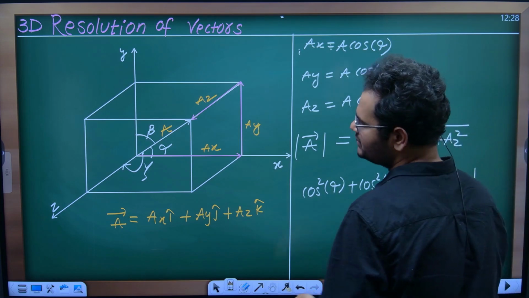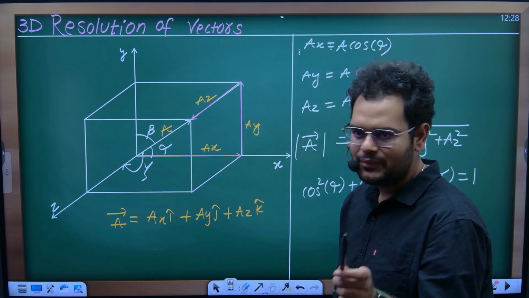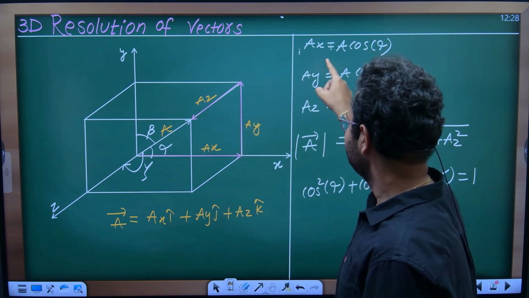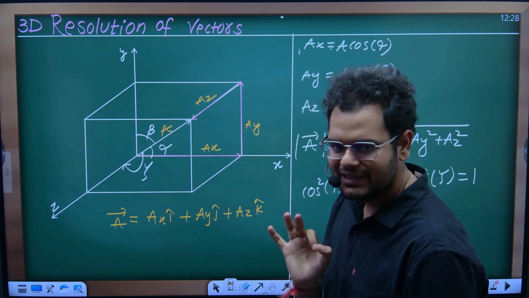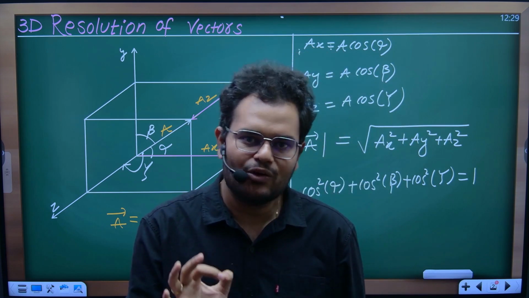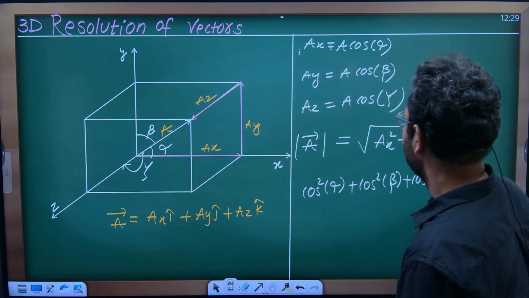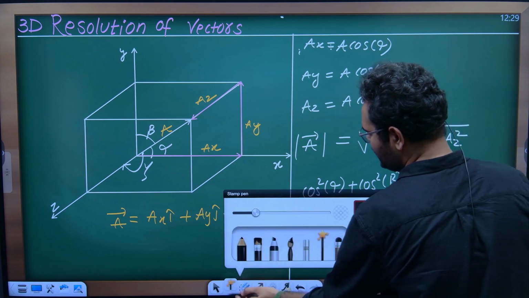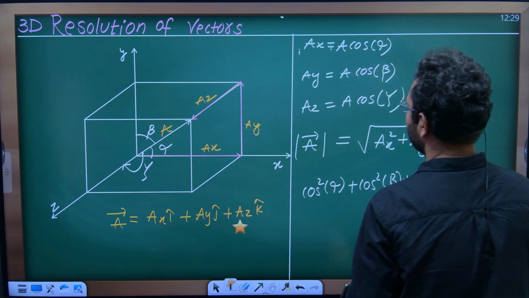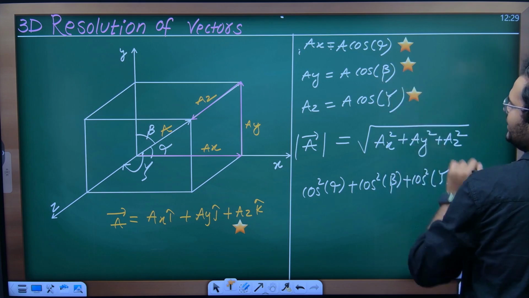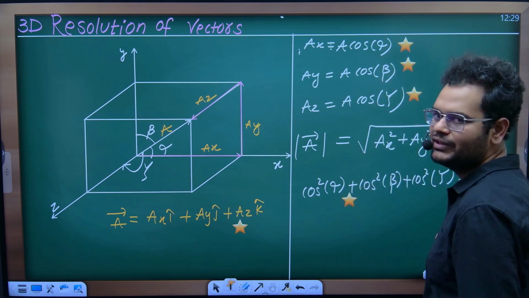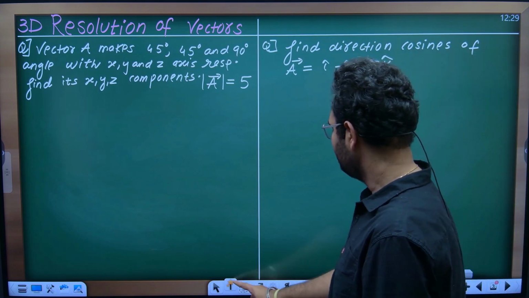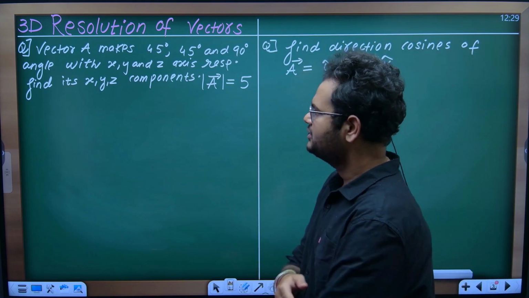What we have discussed is that if a vector in 3 dimensions makes angles alpha, beta, gamma with x, y and z, then its x component is A cos alpha, y is A cos beta and z is A cos gamma. That's it. And sir, what is the relation? This relation you have to remember. We will mark some stars so that you can remember the formula. This is the basic representation of the x, y, z components, and this formula is also important. Okay. Now let us see how to solve questions, because ultimately we have to solve questions in the examination.